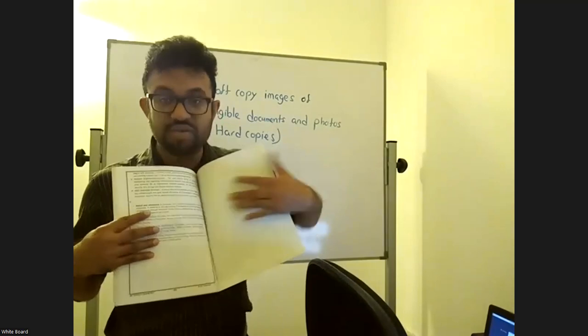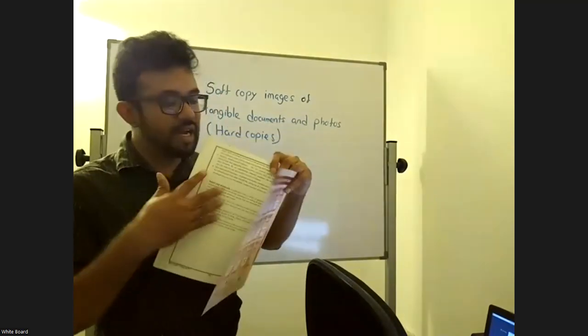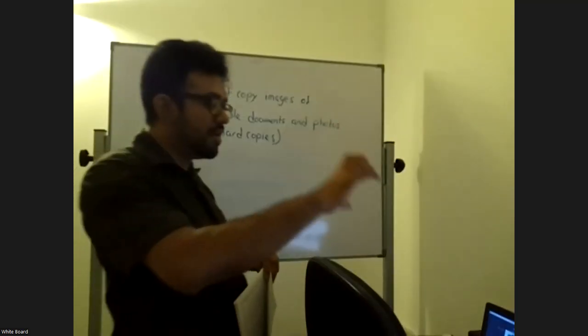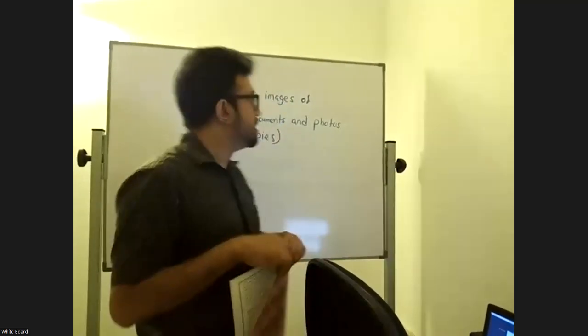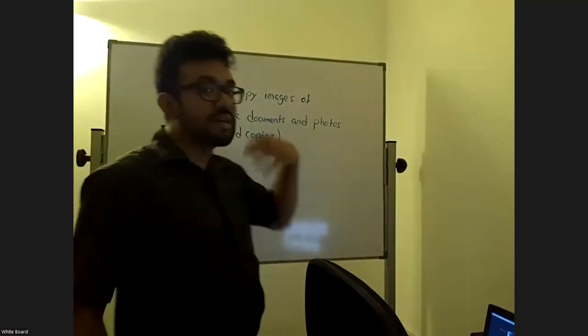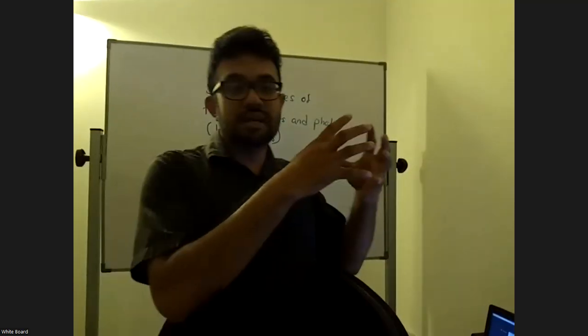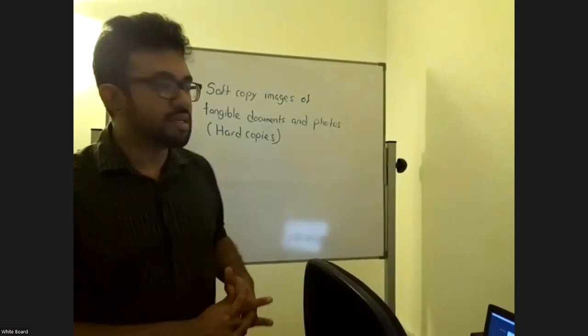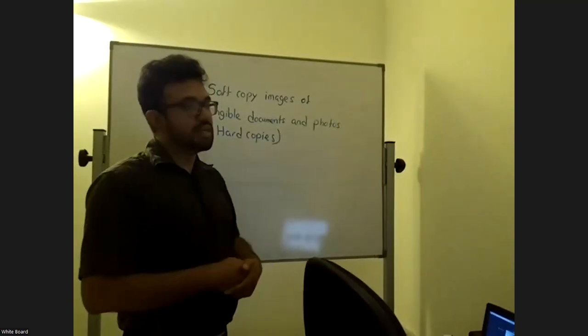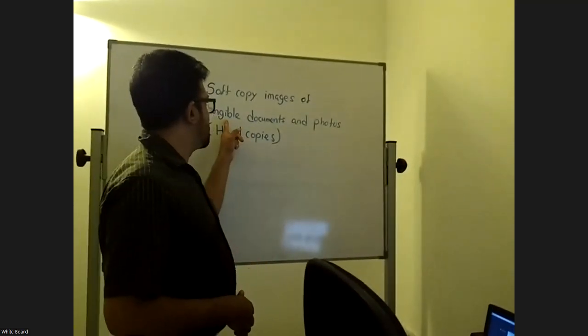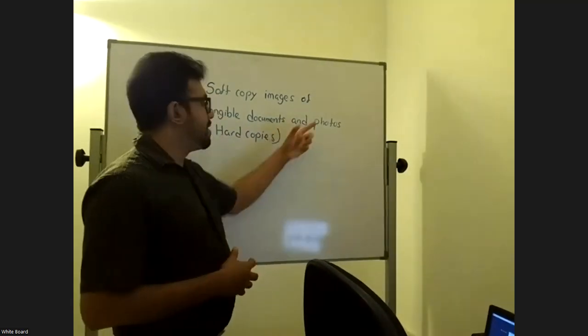You can touch it, you can feel it, but if you create a soft copy, then it is only viewable on the computer screen. So a soft copy image means it is something you can view on the computer screen. It is going to be stored as a file in the computer after you scan it. So we are going to scan tangible documents and photos.